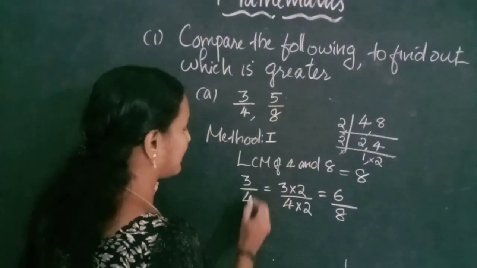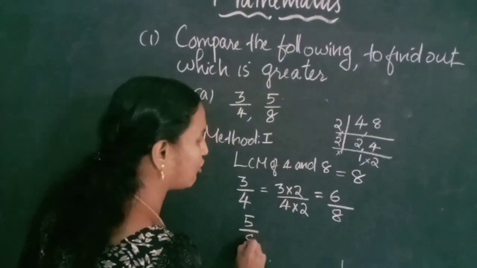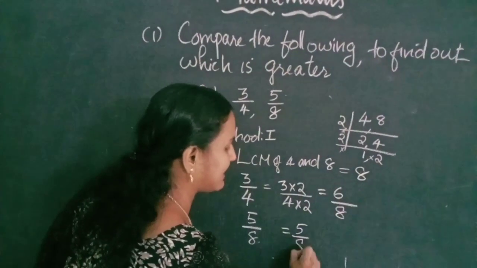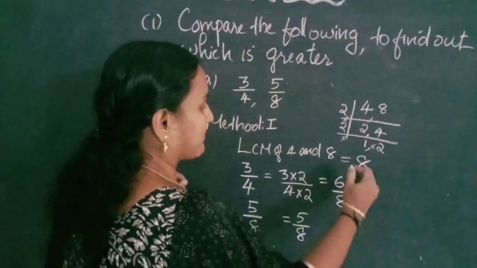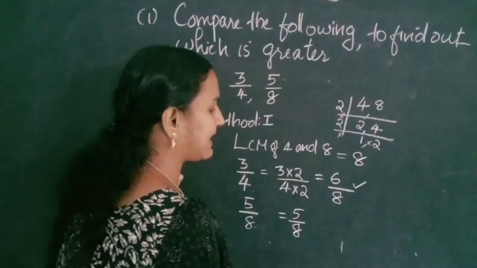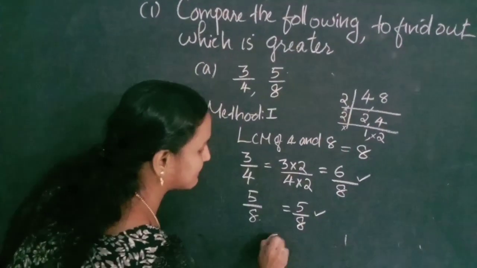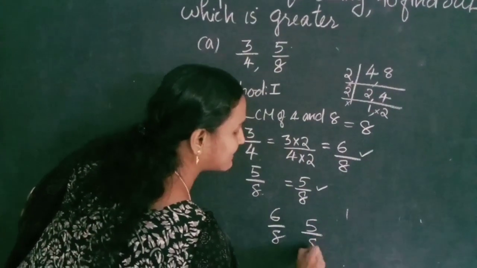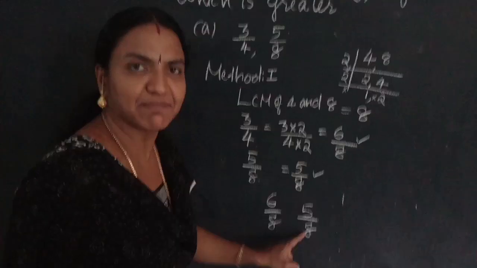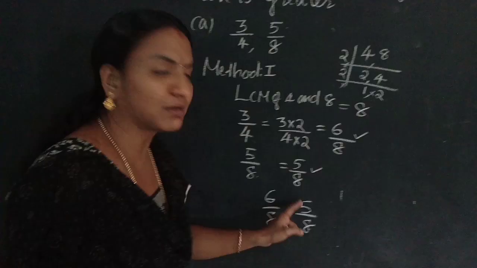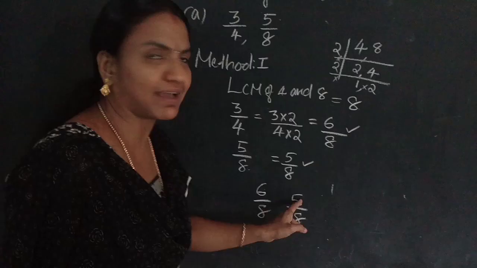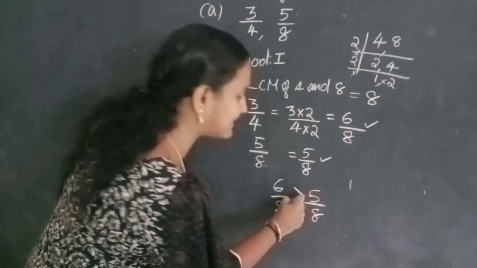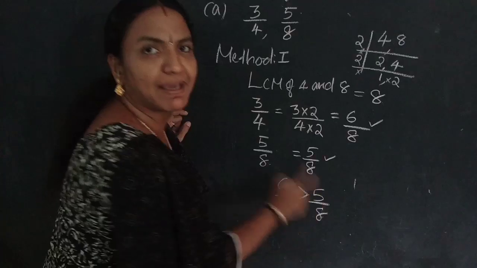The second fraction 5 by 8. The denominator and the LCM are the same, so write the same fraction 5 by 8. So the first fraction is 6 by 8 and the second fraction is 5 by 8. Which is greater? The denominators are same, so we compare the numerators 6 and 5. 6 is greater, isn't it? So 6 by 8 is greater than 5 by 8.